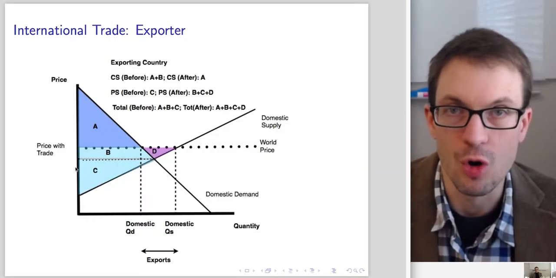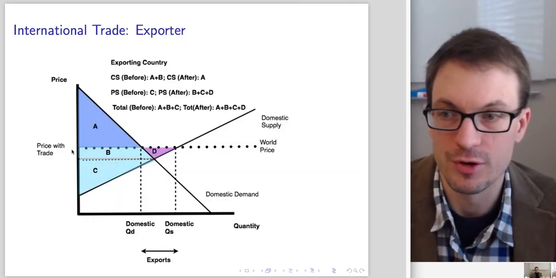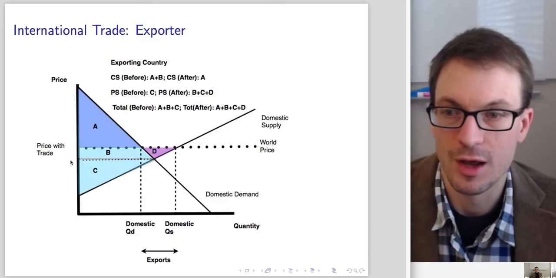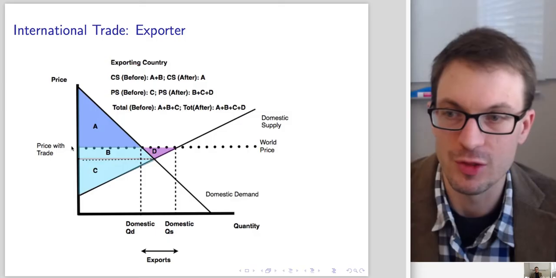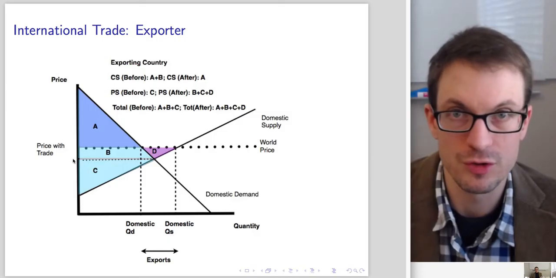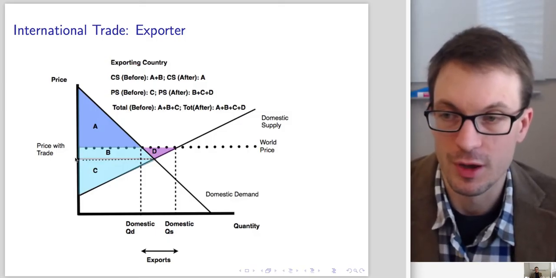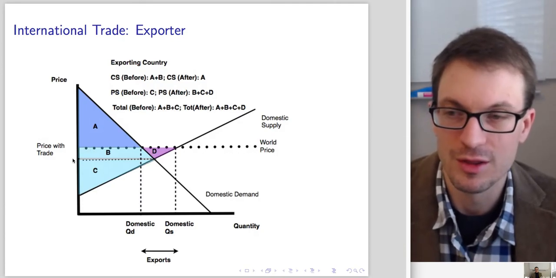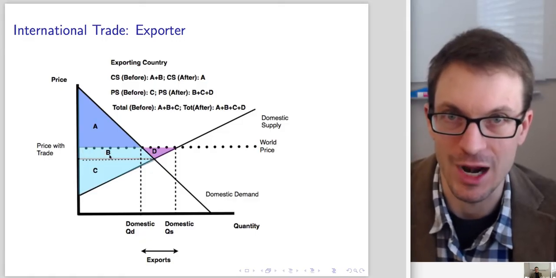Now, suppose we open up our borders to trade. We have a comparative advantage. We have a lower domestic price than the world price, so it's good to trade. So the price with the trade, once we open up to free trade, is higher. This is good for domestic producers. Look, domestic producers gain area B.